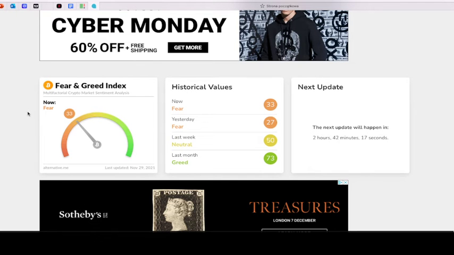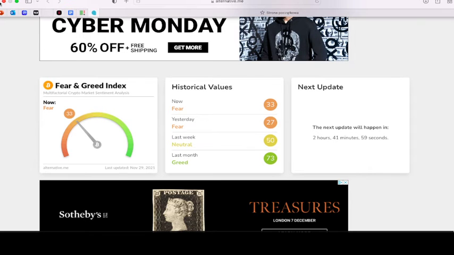Fear and Greed Index, it's fear 33, so we going up. Yesterday was fear as well, 27 points. Last week neutral, 50. Last month was greed.